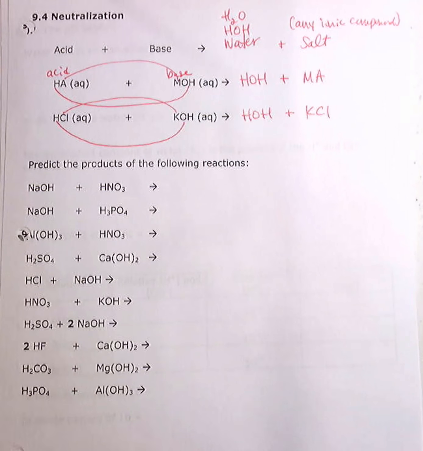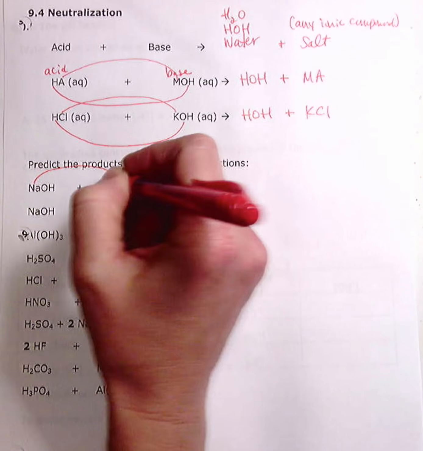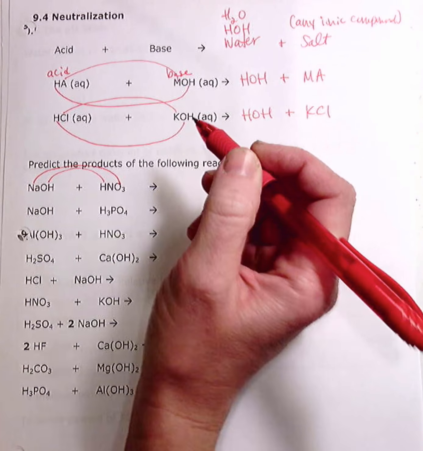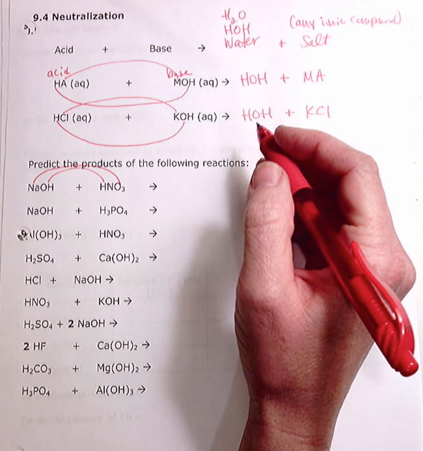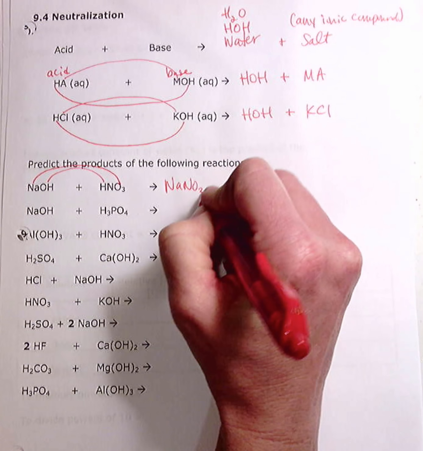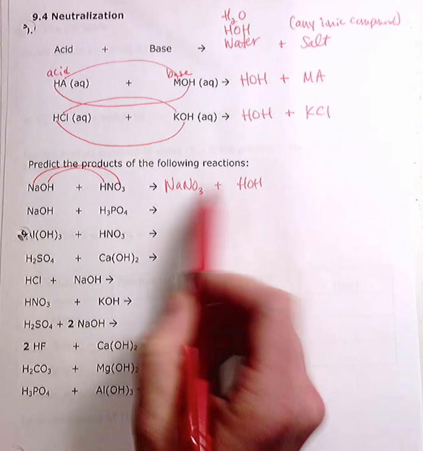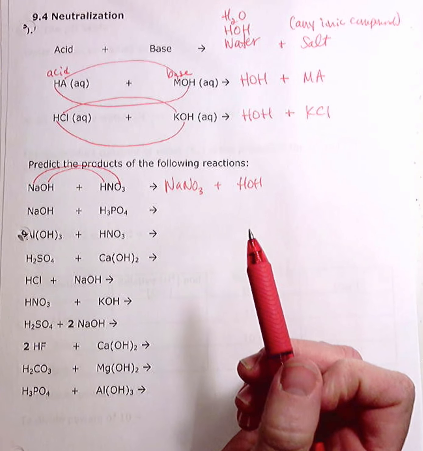So I have some reactions for you that I want you to predict the products of. And we're doing the same thing. You're just going to pair up the cation with the anion in the other way. And it doesn't matter what you write first. Like, you could write NaNO3 first here and then HOH, or you could have HOH first and then NaNO3.